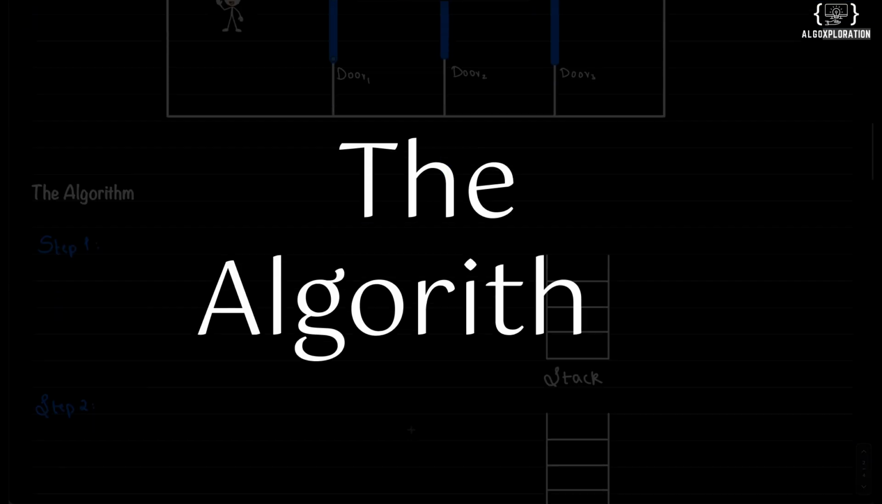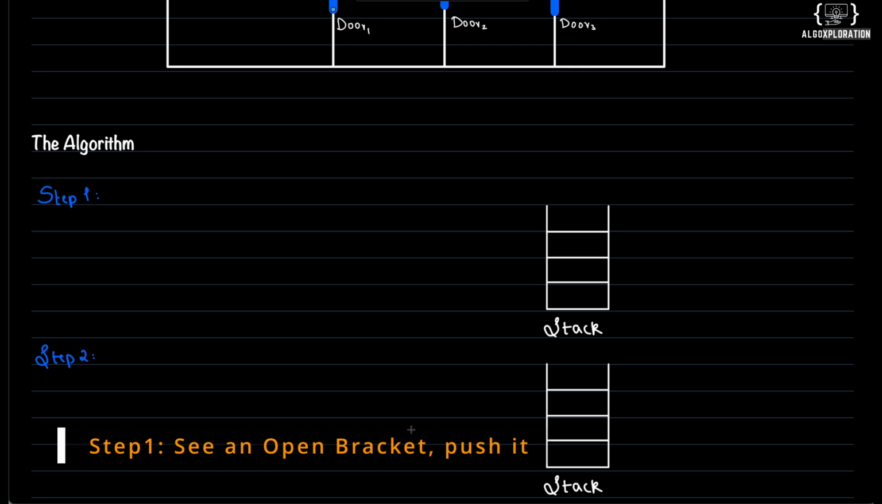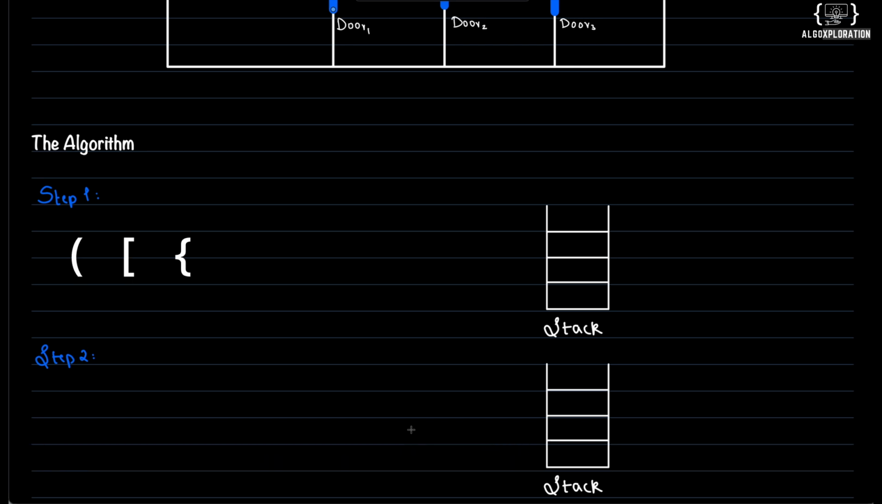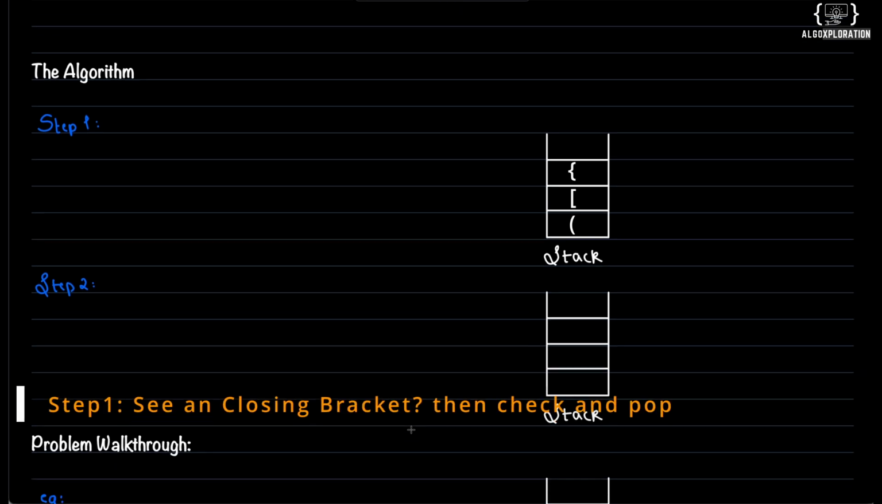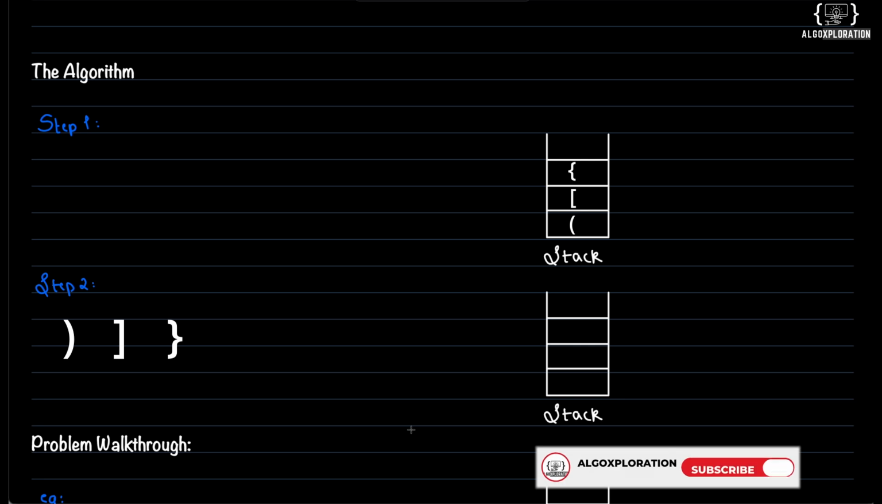Now, here is what the algorithm looks like. Step 1: if you see an opening bracket, push it. So every time you see an opening bracket, you push it into the stack. The second step is when you see a closing bracket, check and pop. That means when you see a closing bracket, check if it matches the top of the stack. If it is matching, then you pop it from the stack and continue. If it doesn't match, then it is invalid and you return false immediately.